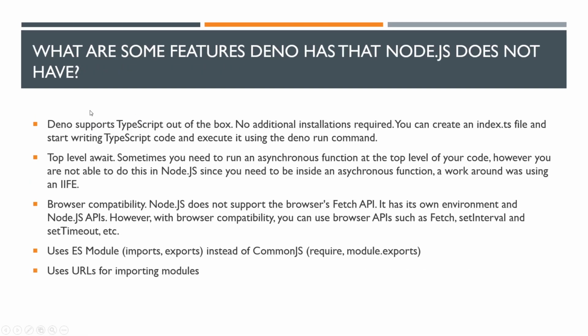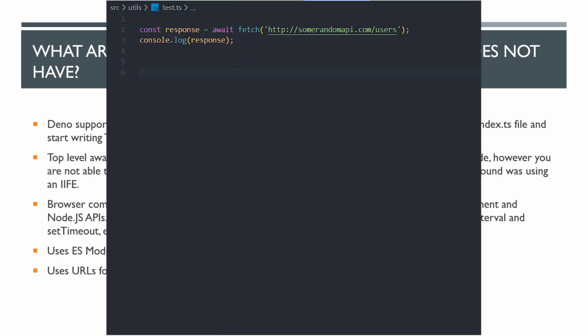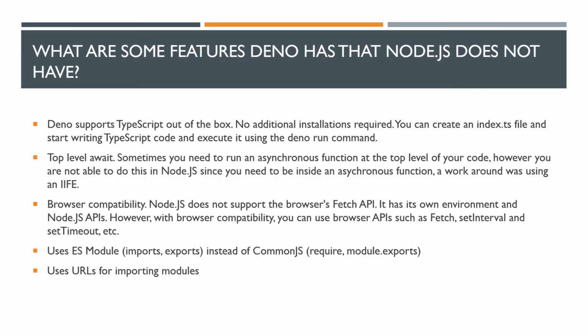Okay, so what are some features that Deno has that Node.js does not have? This is very important. This is actually a huge deal. Deno out of the box supports TypeScript, which means you don't need to install additional software. You can just create a TypeScript file and start writing TypeScript code. You do not need to install a TypeScript interpreter. You don't need to set up a tsconfig. There's also top-level await, which means sometimes you might need to run an asynchronous function at the top level of your code. However, you are not able to do this in Node.js since you need to be inside an asynchronous function in order to actually use await.